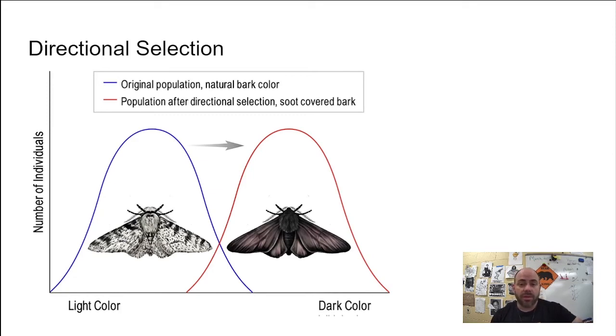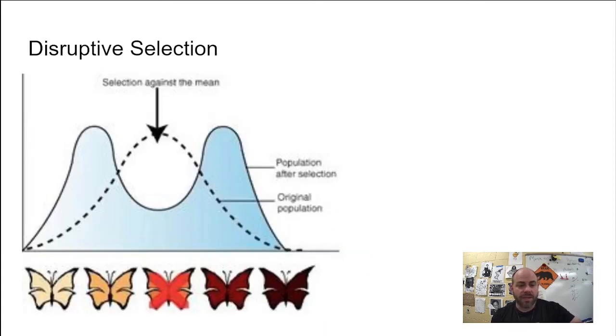And the soot-covered trees, now white moths stick out and the hawks come and eat them, and the dark moths live. And so you see a directional selection in that population. Dark moths are now more camouflaged than they once were. And so you see populations moving toward the extreme and away from the other extreme. This is called directional selection. And then there's disruptive selection. Disruptive selection is where the extremes are selected for and the average is selected against.